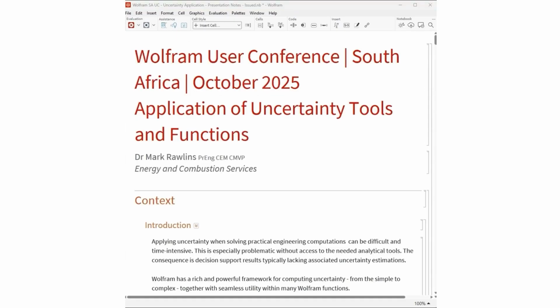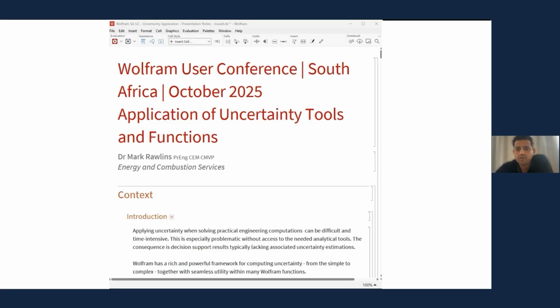So that's a short introduction on Wolfram uncertainty, compute and capabilities and functions. I trust you have gained insights and will apply uncertainty in your work using these powerful tools. Thank you, Dr. Rawlins, for that insightful presentation.